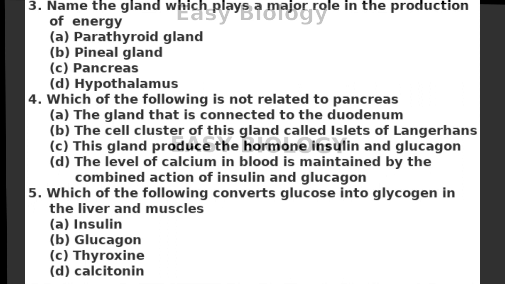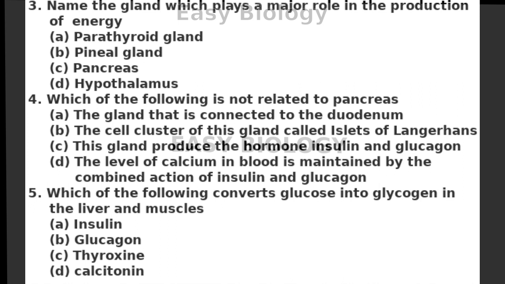Here the answer is D. The level of calcium in blood is maintained by the combined action of insulin and glucagon. This statement is wrong because the level of glucose in blood is maintained by the combined action of insulin and glucagon. Question number 5. Which of the following converts glucose into glycogen in the liver and muscles?